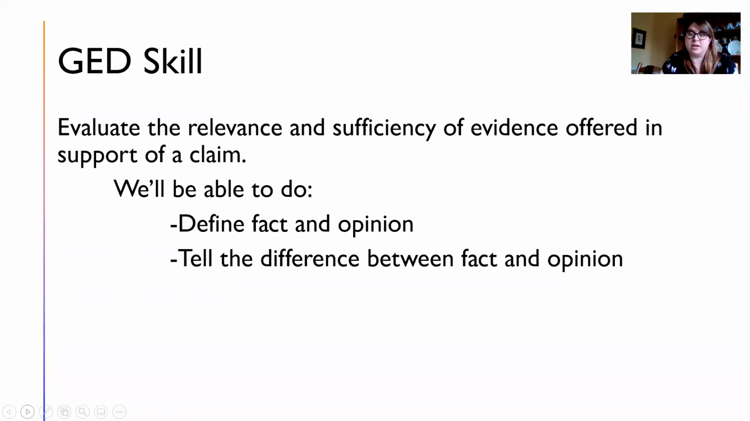So the reason we are starting with fact and opinion, which is a skill that a lot of us have, telling the difference between fact and opinion, is because for argument, there is a lot that we need to be able to do to make sure that we are reading appropriately for our GED test. And the GED skill that we're going to be practicing today has a lot to do with arguing. So the skill we're working on is the ability to evaluate the relevance and sufficiency of evidence offered in support of a claim. So what does this really mean?